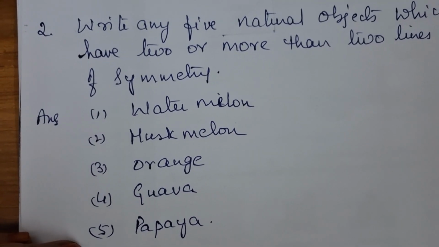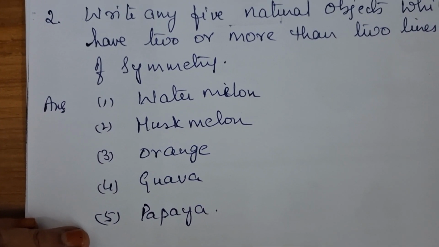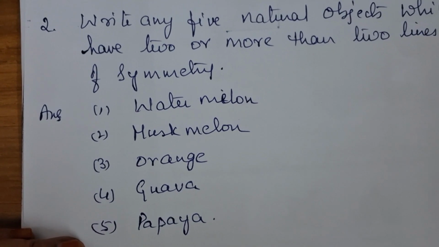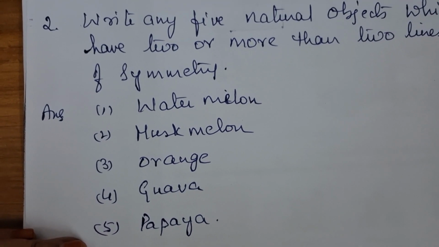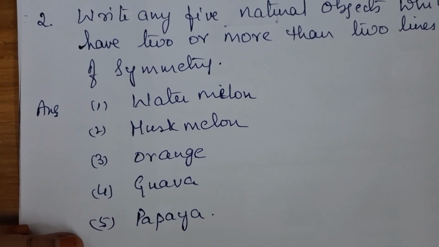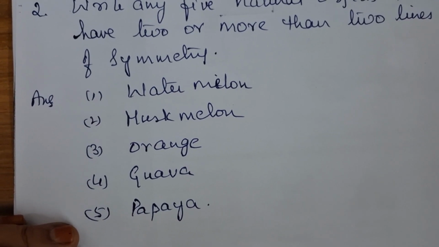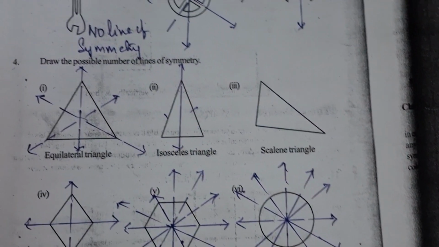See, watermelon, 2, you can say. Muskmelon, it's like a circle, more than 2. And orange also more than 2. Guava, you can say 2. Papaya also 2. Okay. Now let us see the next part.